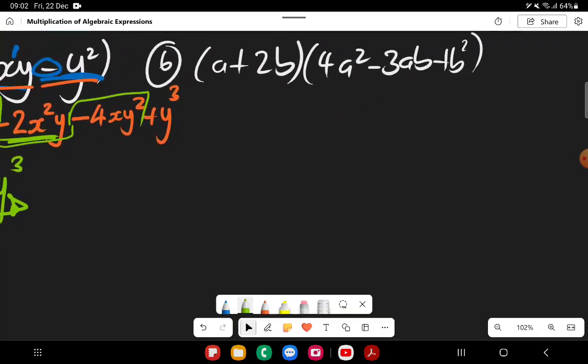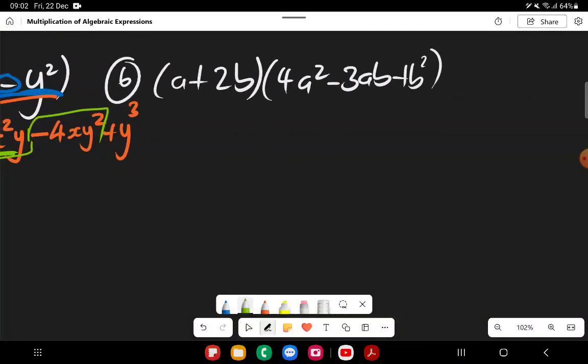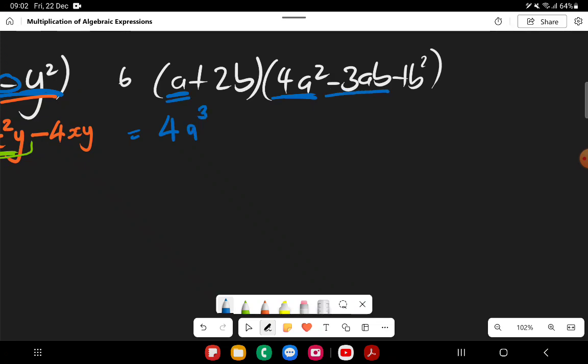Question 6. Let's make space. I'm going to take some of this away. I'm going to say question 6. Here we're going to say a times 4a squared. That gives me 4a cubed. A times negative 3ab. That gives me negative 3a squared b. A times b squared. That gives me positive ab squared.